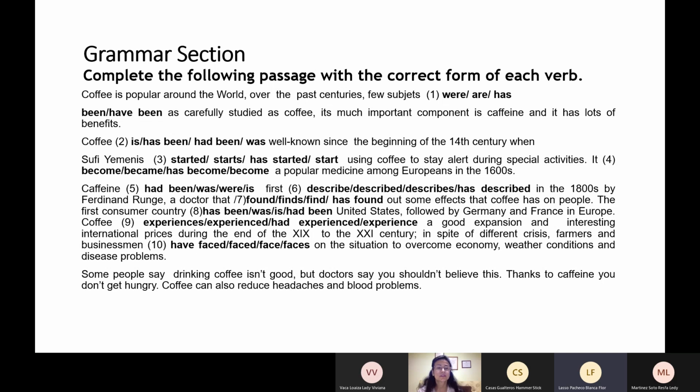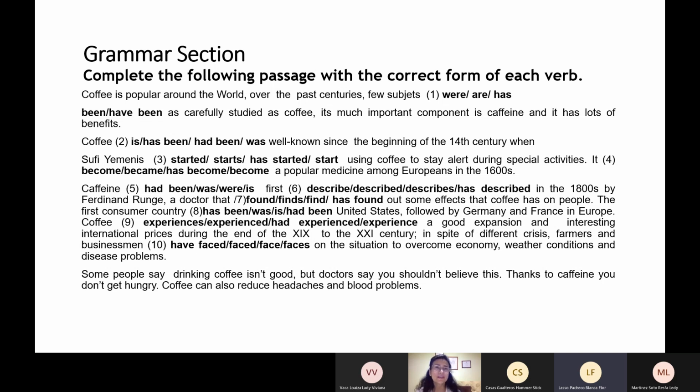Coffee experienced a good expansion and interesting international price during the end of the 19th to the 21st century. Yes, in spite of different crises, farmers and businessmen have faced, que es han enfrentado. Have faced what? Of the situation to overcome economy, weather condition, and disease problems.